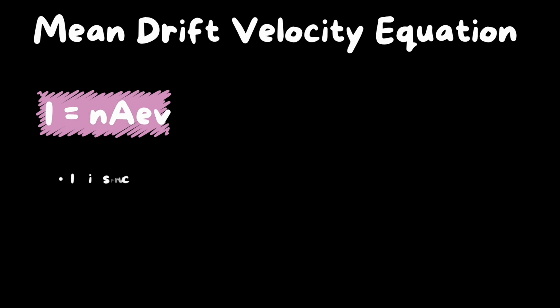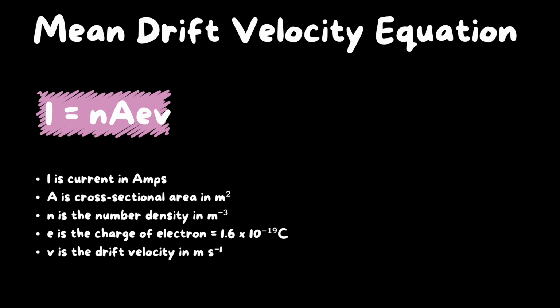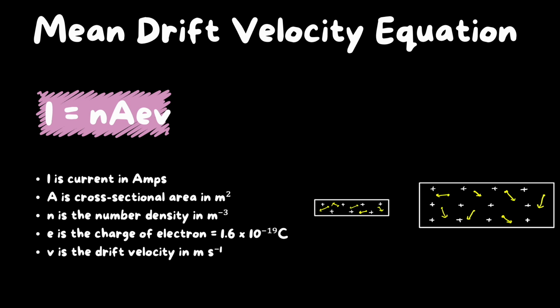The mean drift velocity equation is I equals nAEv, where the symbols have their usual meanings and units, so I'm going to put them down here. Let's take an example of this diagram to relate the drift velocity with the cross-sectional area. Say you have a smaller cross-sectional area right here. Now the velocity is going to be much faster because the electrons have a smaller space to drift in. So they have more of a streamlined flow, as you may wish to call it.